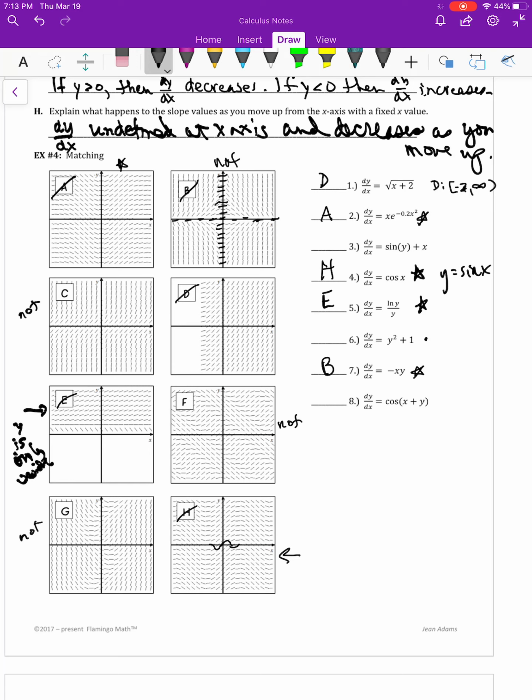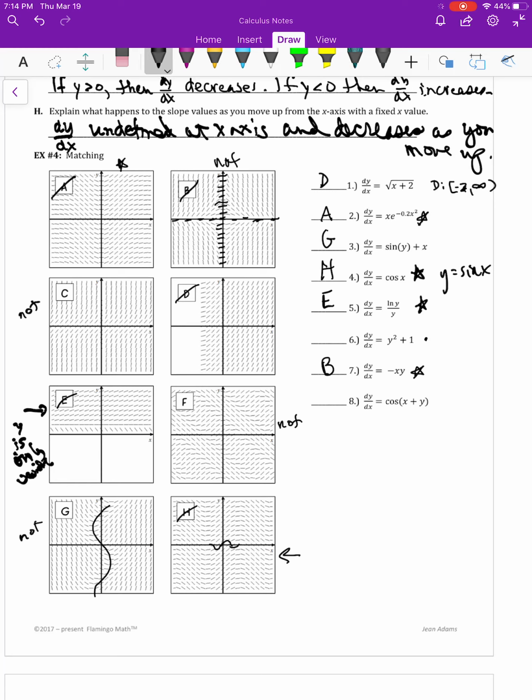So we've got B, we've got A, we have D, E, and H. So we have 1, 2, 3 left. Does anything look like anything that you would think of for sine of y plus x? That one, look how this kind of looks like a sine of y. Isn't that weird how it kind of does that? That's going to end up being this one.